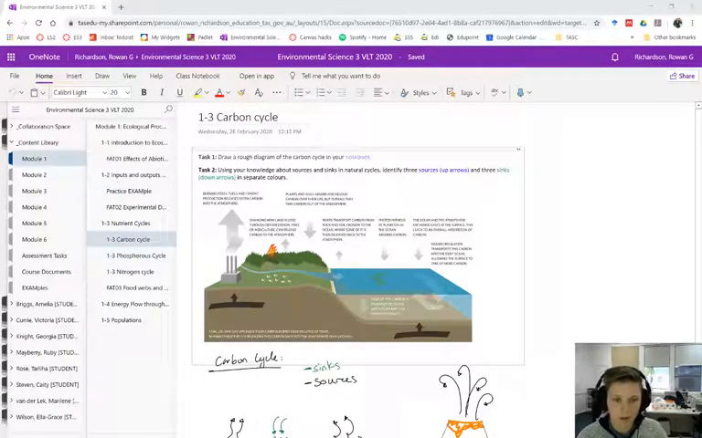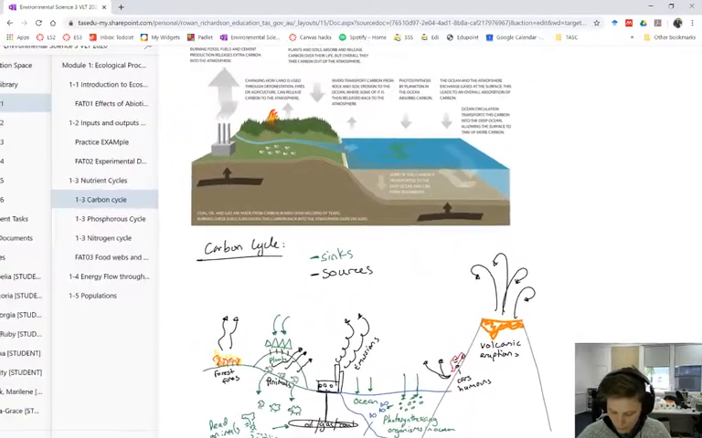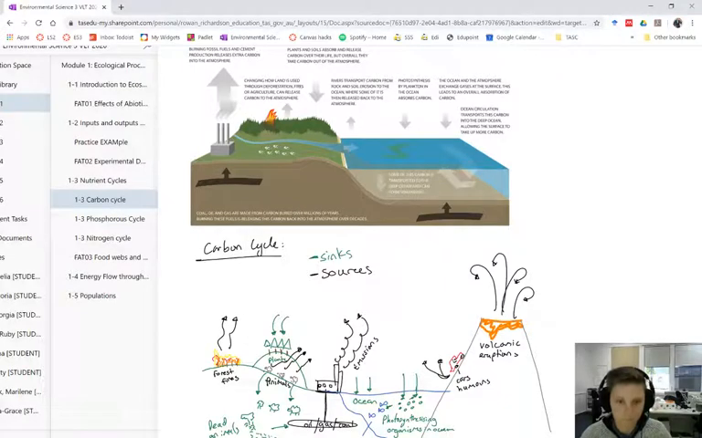I've just copied that over. And the task is I've got to draw a diagram and I've also got to label my sources and sinks. The diagram doesn't have to be pretty. Mine isn't very pretty, okay? I'll just zoom in a little bit.